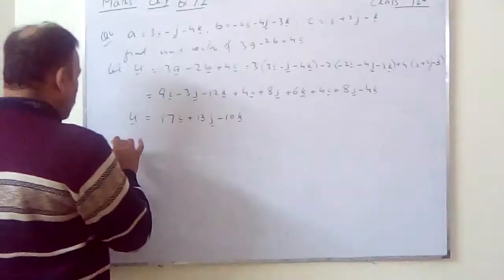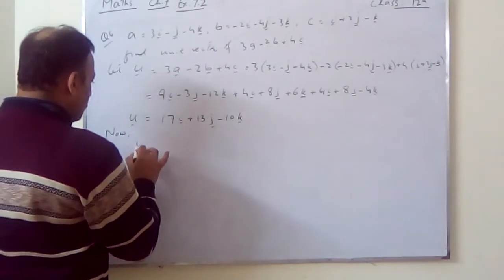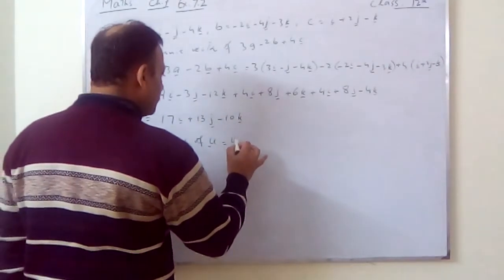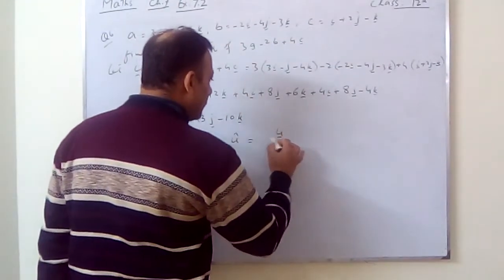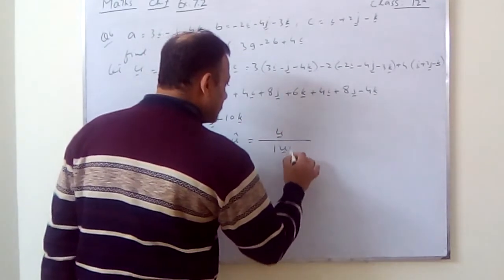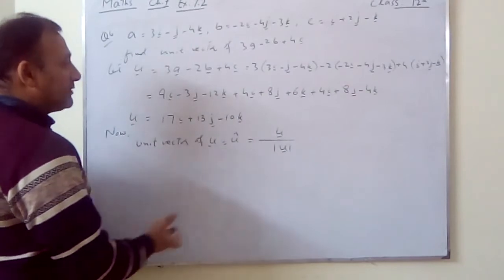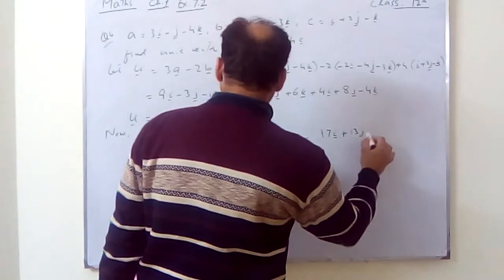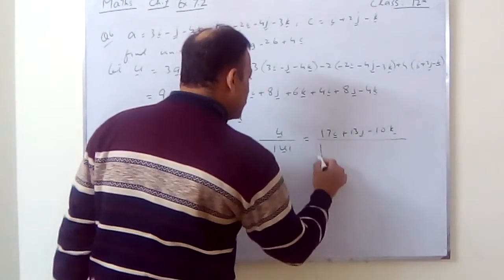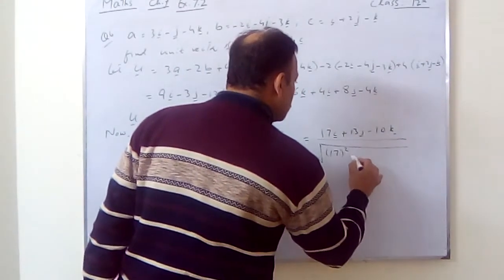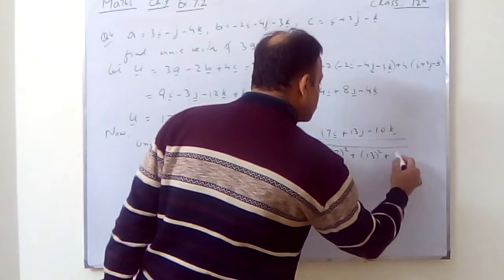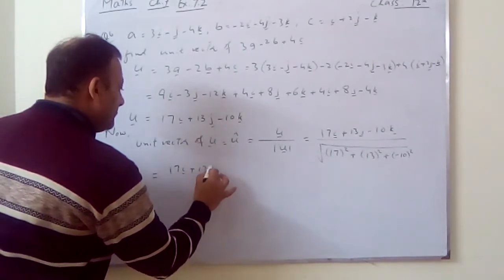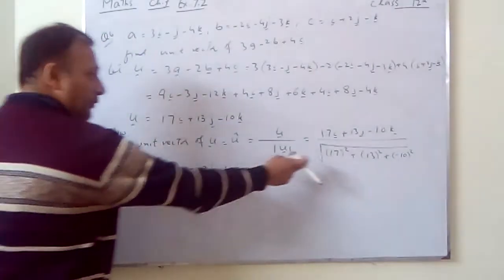So what is the unit vector now? Unit vector of u is equal to u hat, that is equal to the vector divided by its magnitude. So putting the values and we get the answer here. So that is 17i plus 13j minus 10k divided by square root of 17 square plus 13 square plus minus 10 square. 17i plus 13j minus 10k divided by, what is the answer here?